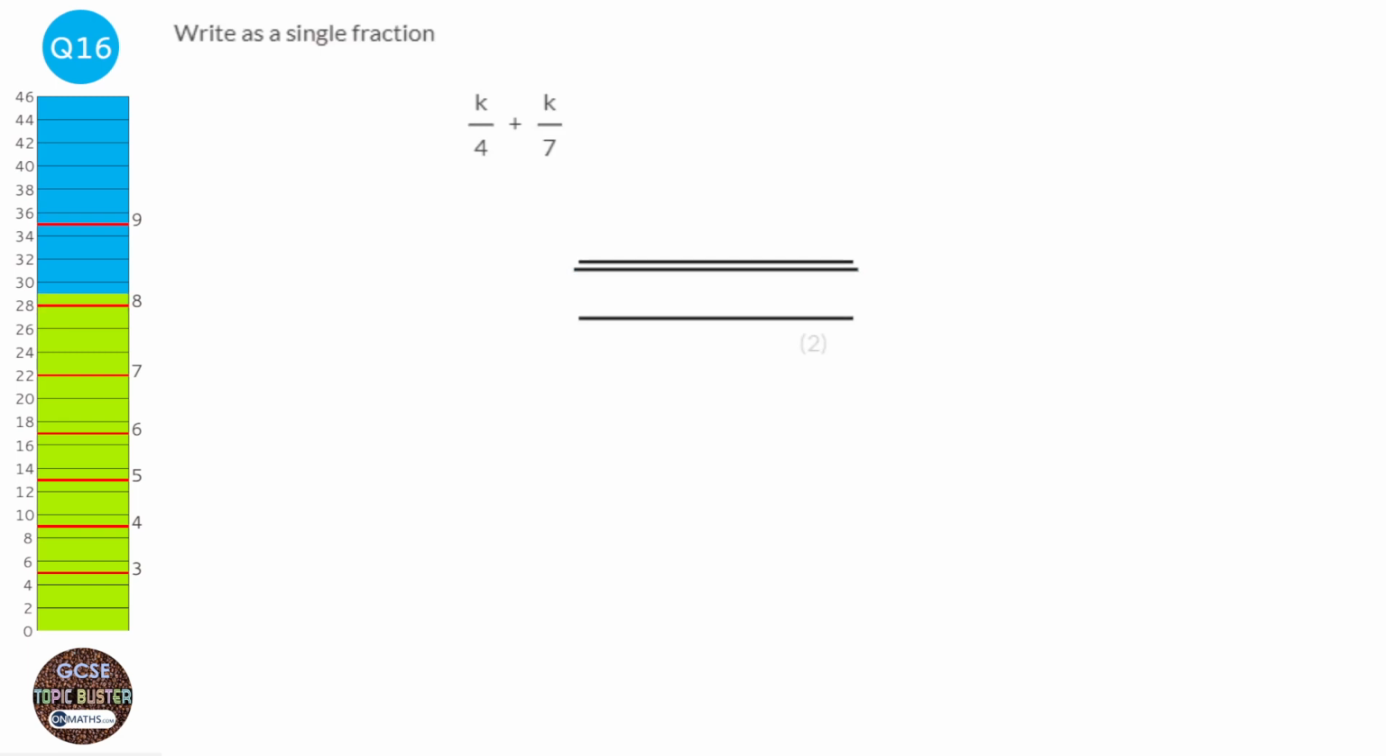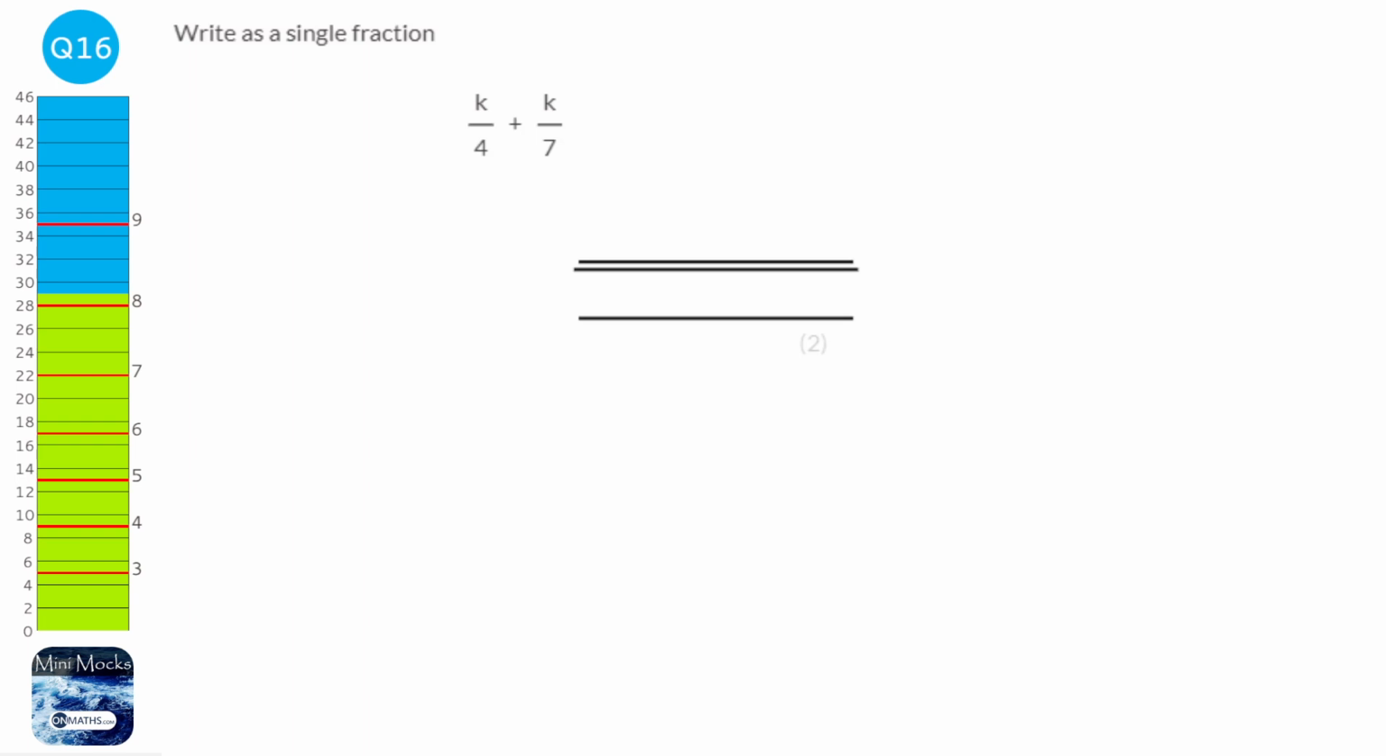In this question, we're adding fractions. There's a bit of algebra, but the process is exactly the same as when we've always added fractions. We need to find the lowest common multiple of 4 and 7. Actually, the lowest common multiple is 28, which is 4 times 7.